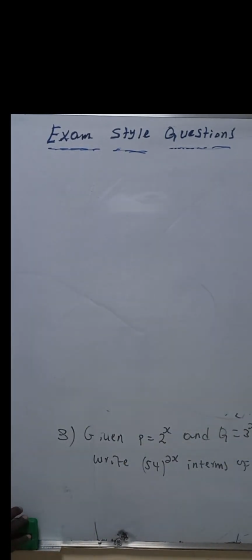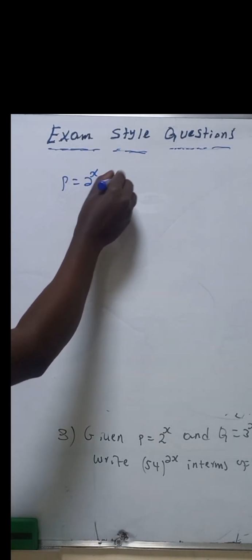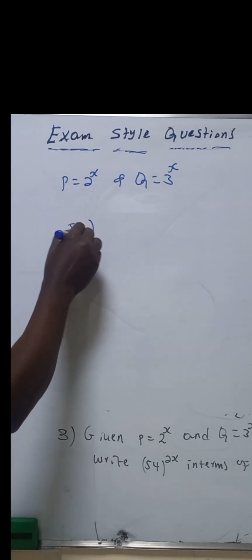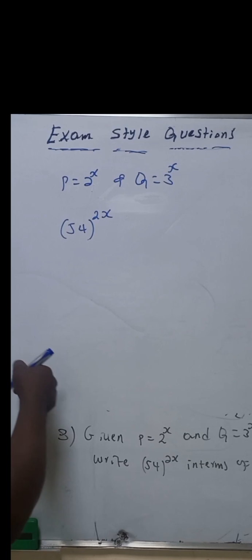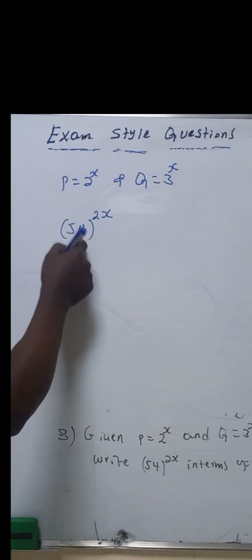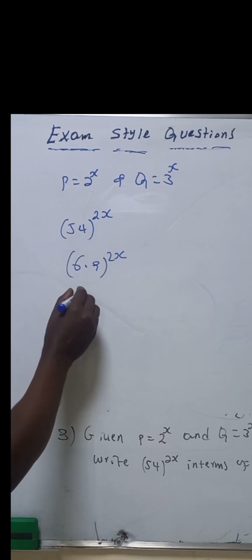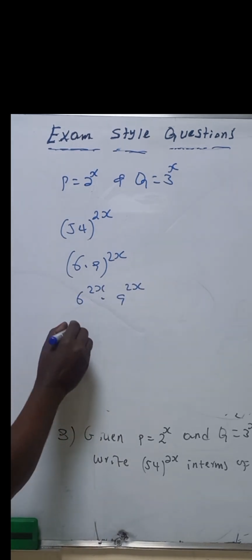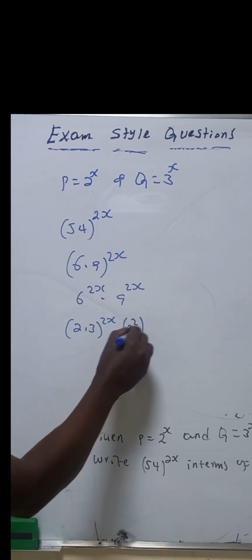Let me solve the final question. In the first case, you have been given p is 2 to the power of x, and q is 3 to the power of x. You are asked to describe 54 to the power of 2x in terms of p and q. To describe this in terms of p and q, first we need to write 54 with similar bases to these. So 54 means 6 times 9, the whole to the power of 2x. And this means 6 to the power of 2x times 9 to the power of 2x. And again this means 6 is 2 times 3, to the power of 2x, times 3 squared to the power of 2x.